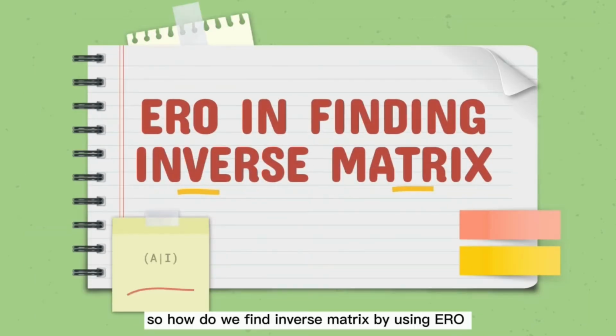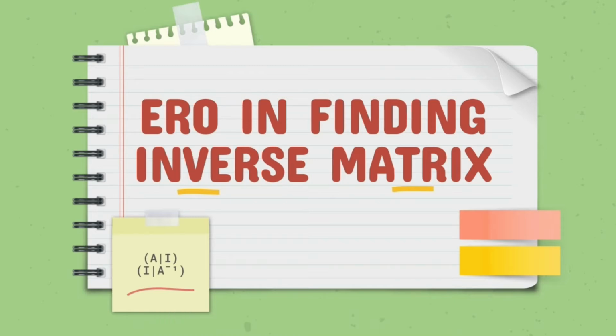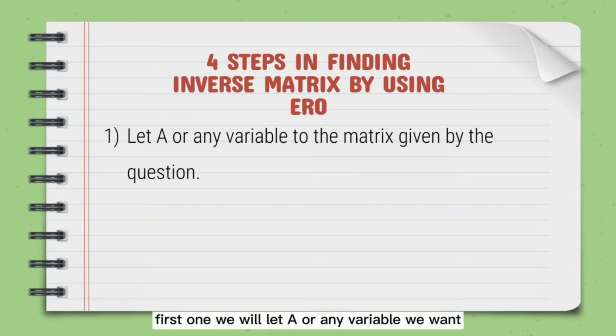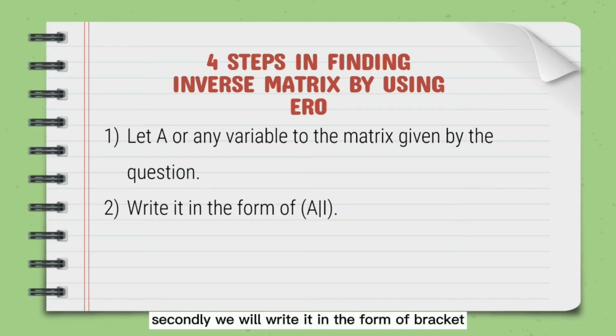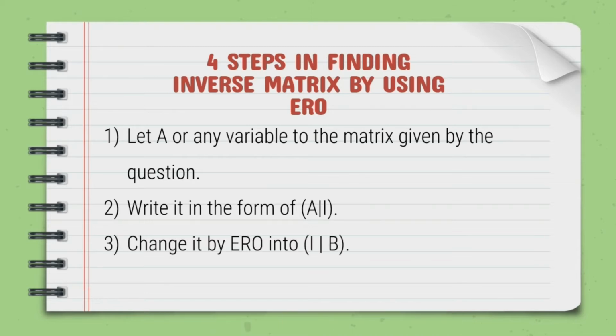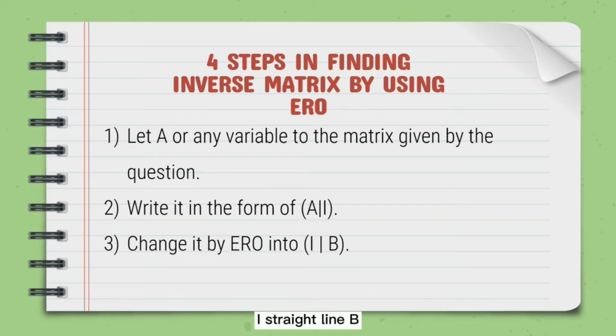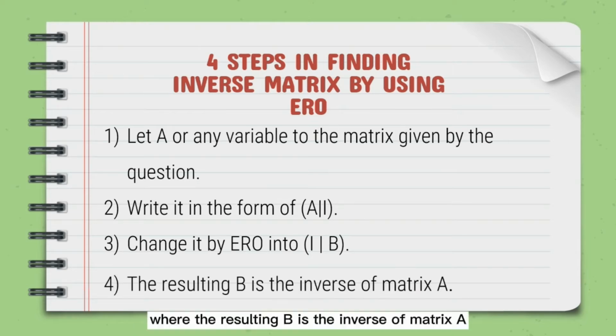So, how do we find the inverse matrix by using ERO, which stands for elementary row operations? There are 4 steps in finding the inverse matrix by using ERO. First, we let A, or any variable we want, be the matrix given by the question. Secondly, we write it in the form of bracket A | I, where I is an identity matrix. Thirdly, we change it by using ERO into the form of bracket I | B, where the resulting B is the inverse of matrix A.